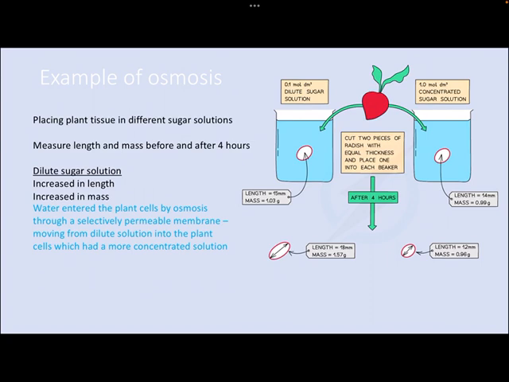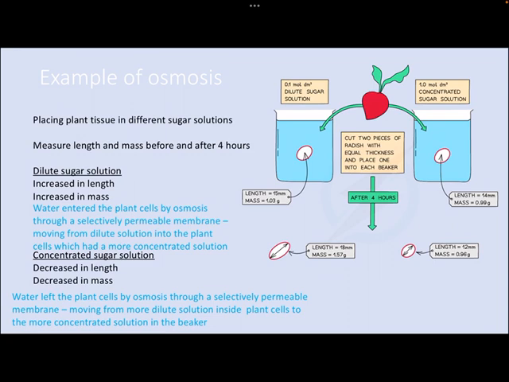Looking at the diagram on the right, in the concentrated sugar solution, we can see that the length and the mass have both decreased. So to explain that, we can say that water has left the plant cell by osmosis through a selectively permeable membrane, moving from the more dilute solution, which was inside the plant cells this time, to the more concentrated solution in the beaker.